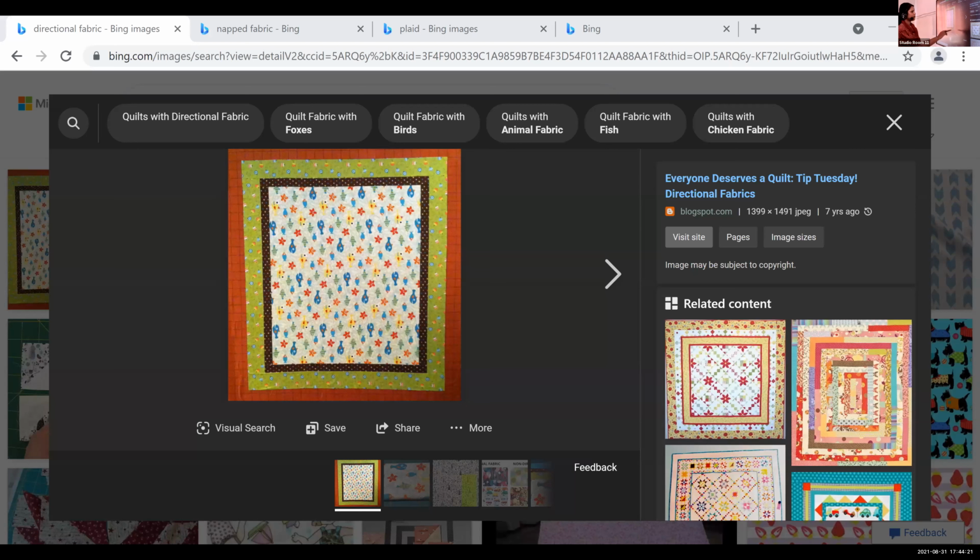Okay, here you can see one fabric swatch, right? So this is one fabric swatch. This is an example of directional fabric. Why is it an example of directional fabric? Any idea? Any idea why it is a directional fabric?